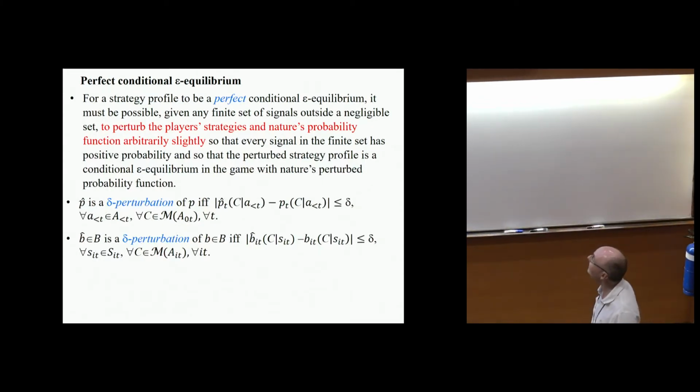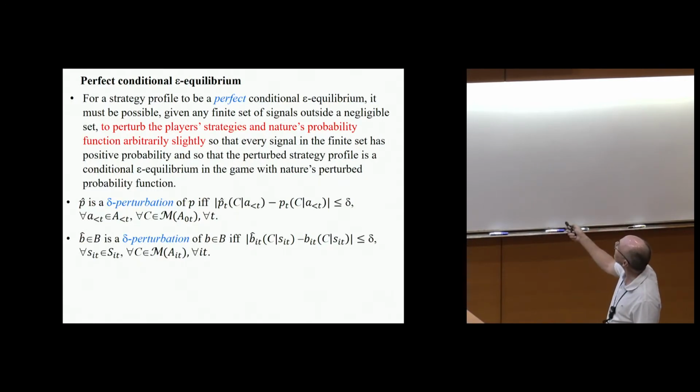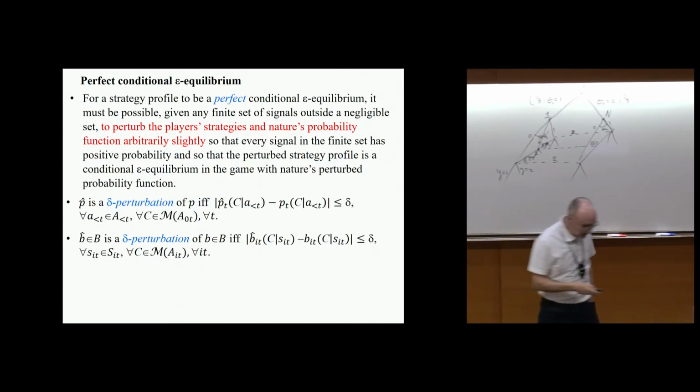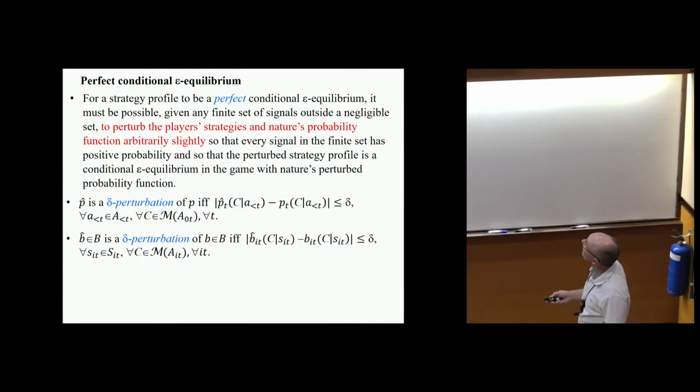And same for the players. A delta perturbation of the strategy profile is simply, for every player i and date t, b hat i must assign probability that's within delta of the probability that b i assigns to that measurable set of actions for player i at date t, conditional on any signal that player i at date t might observe. Okay, so that's a delta perturbation of nature's probability function, and of a profile of strategies for the players.